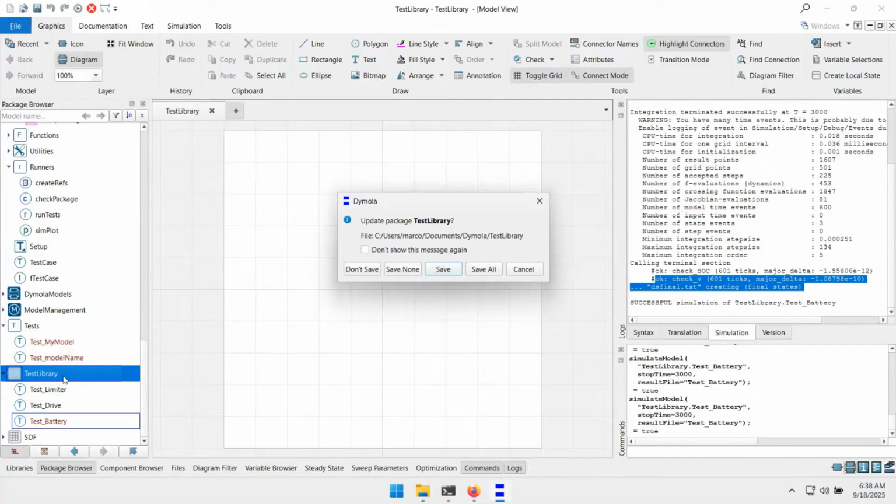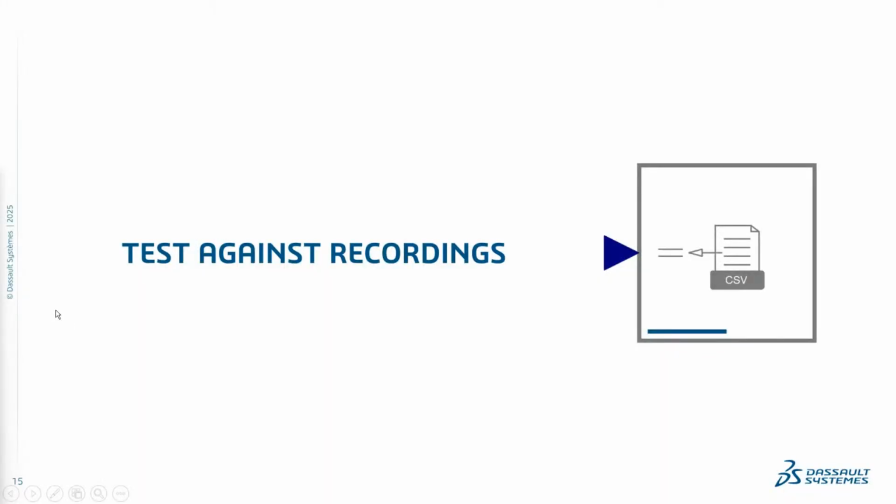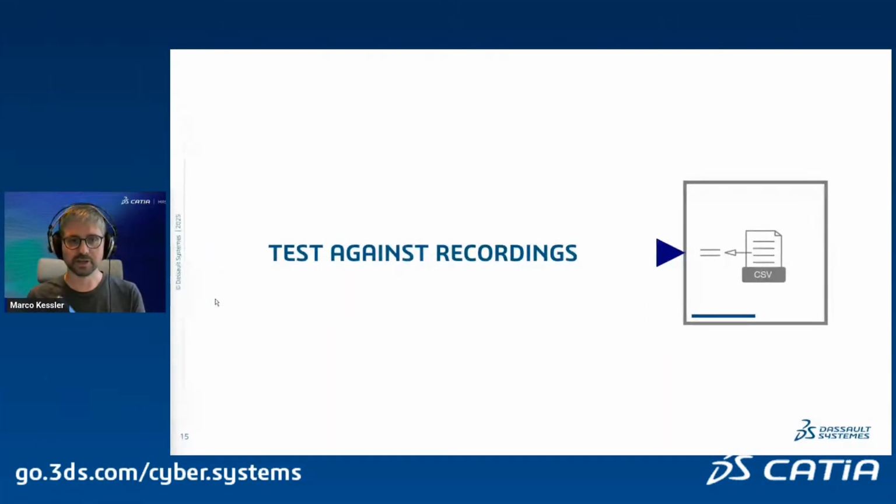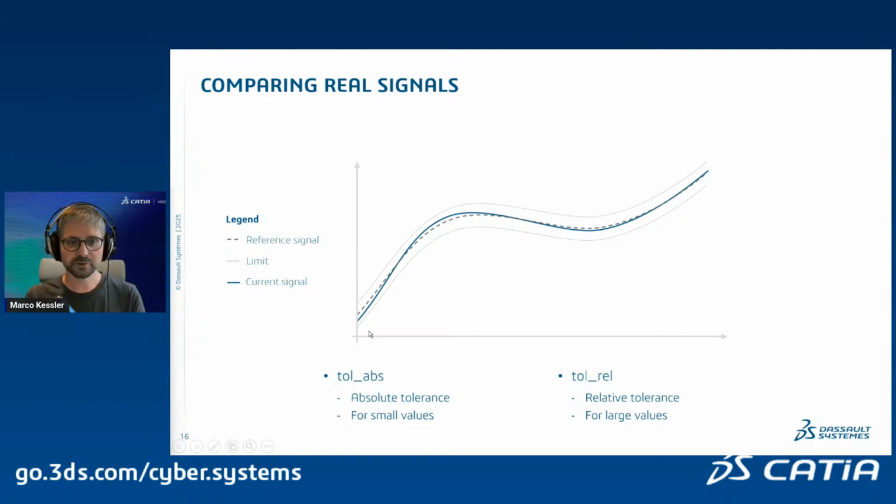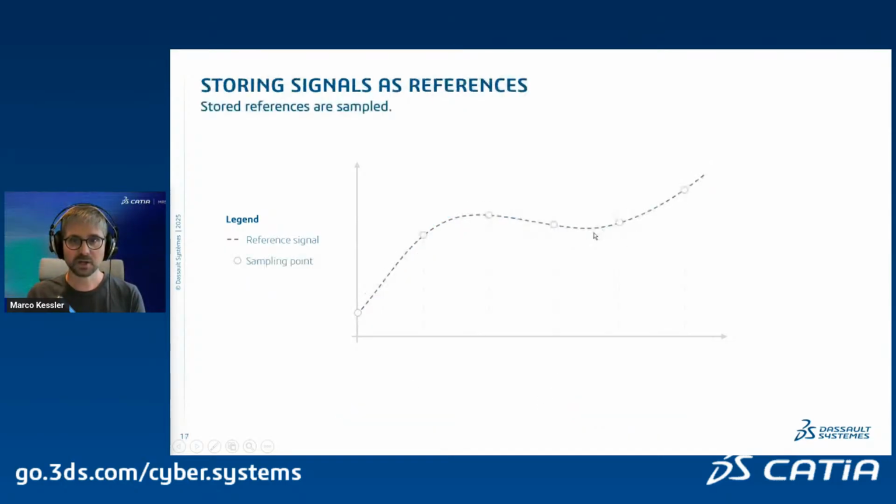Okay, let's summarize everything. What did we do now? We tested against recordings, which means we have a recording we made, and we have a reference signal and we have an actual signal, and there might be very small deviations. To configure the allowed deviation, you have the absolute tolerance parameter and the relative tolerance parameter. So when you make the recording, there's something happening.